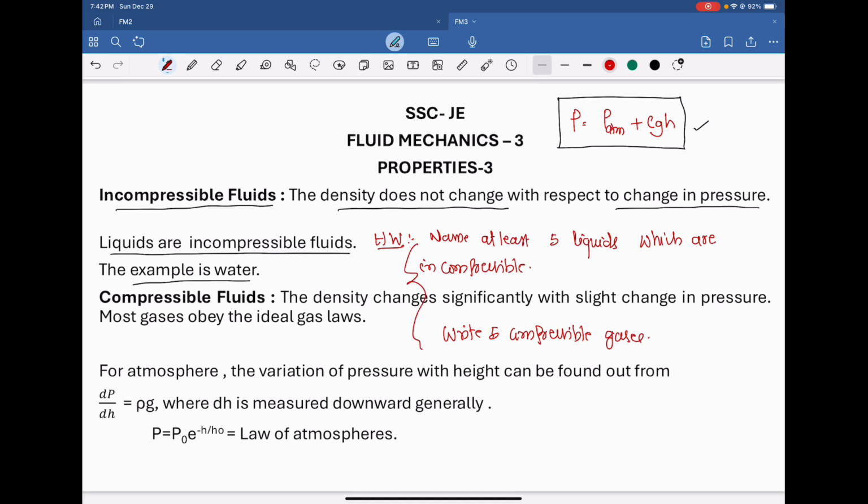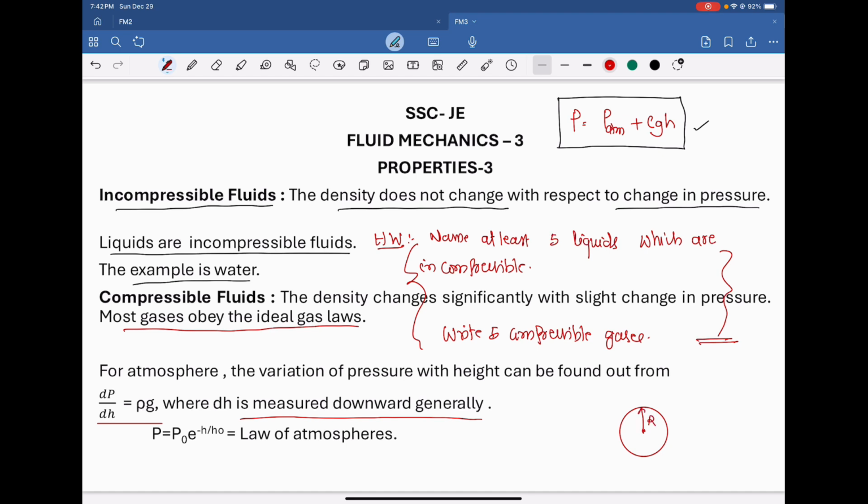Name at least 5 liquids which are incompressible. Similarly, write 5 compressible gases on your own. From this, you try to understand. The meaning theoretically I have explained, practically you will understand from the books.